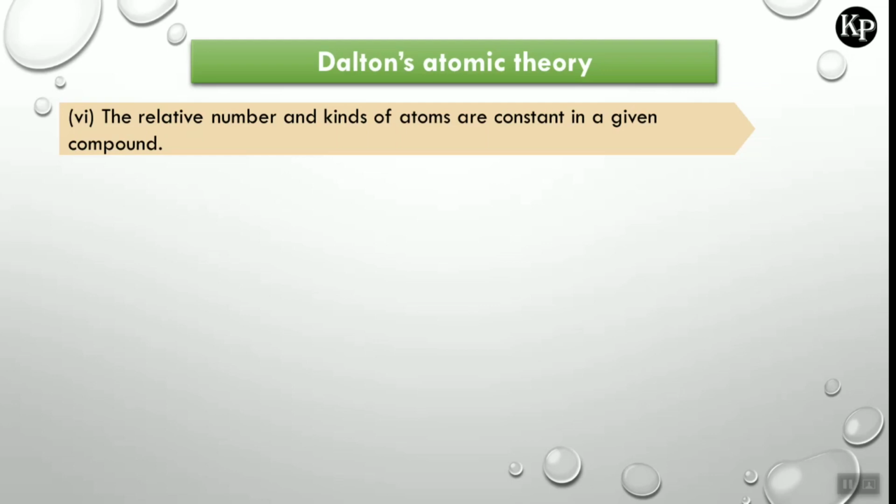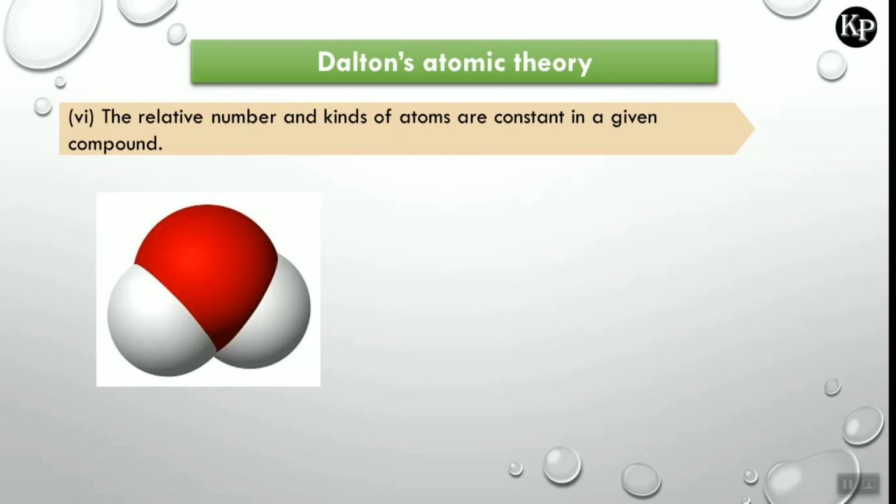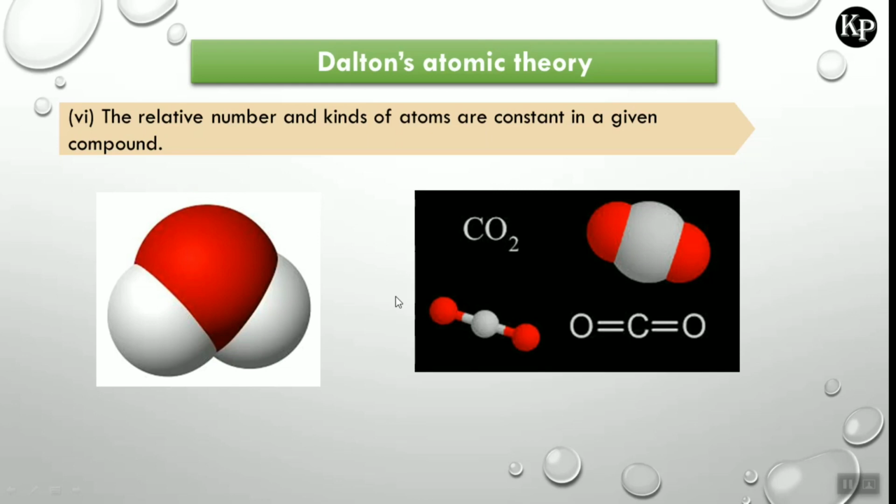The relative number and kinds of atoms are constant in a given compound. If you see the example, in 1 unit of water molecule, 2 hydrogen and 1 oxygen are there. So in every molecule of water, the same number of atoms are present. So atoms are constant in any molecule of a compound. You can see another example of the same case. In 1 unit of carbon dioxide, 1 carbon and 2 oxygen are always there. So the relative number and kinds of atoms are always constant in a given compound.